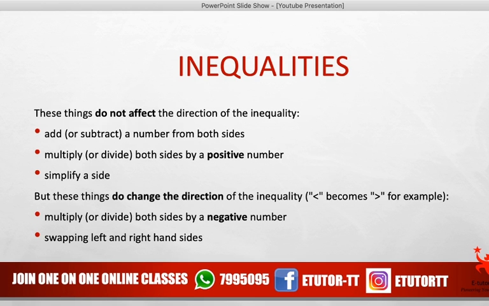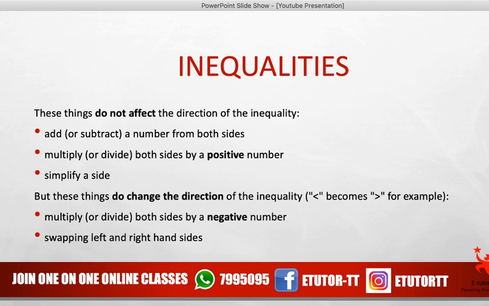These things do not affect the direction of the inequality. Add or subtract a number from both sides. That doesn't change the direction of the inequality. Multiply or divide both sides by a positive number. Keyword positive number there. That doesn't change the direction of the signs. Simplify a side. That doesn't change the direction of the sign.